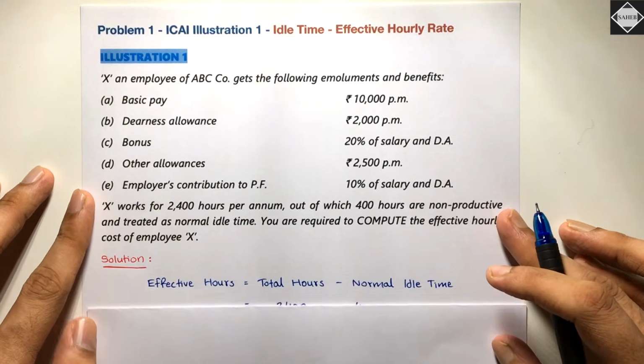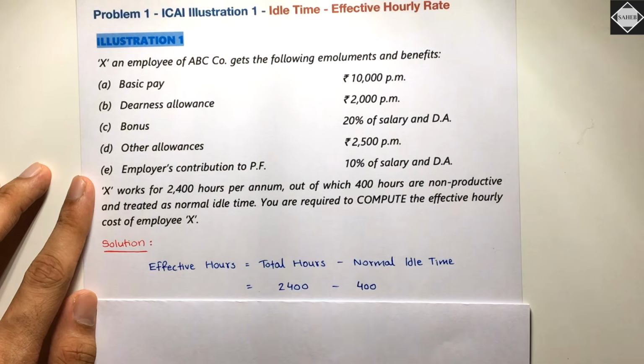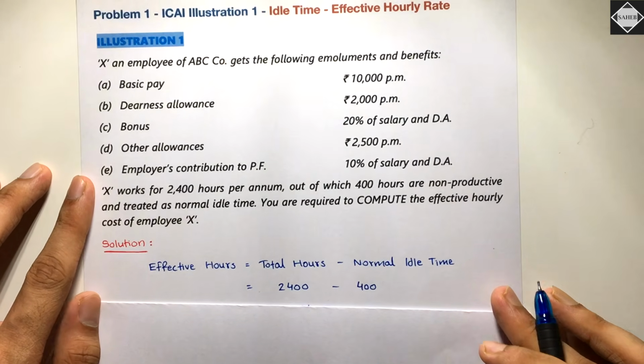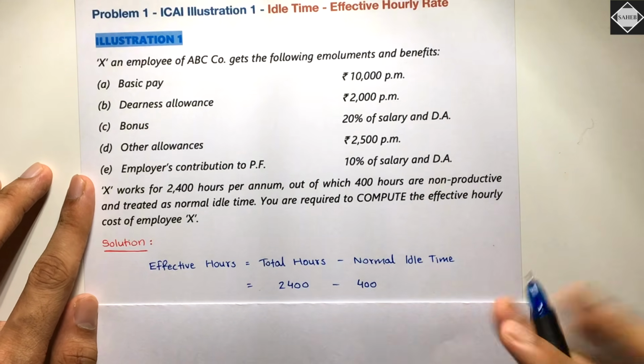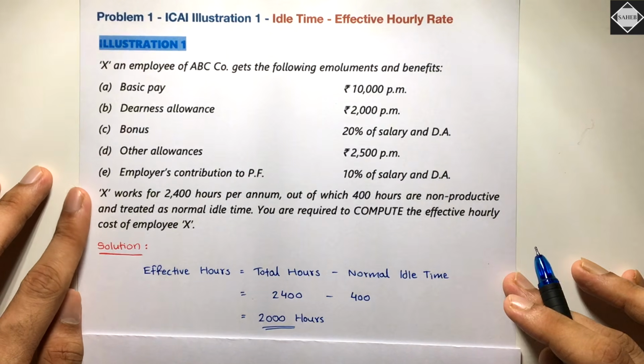First, calculate effective hours. You all know effective hours are productive hours: total hours minus normal idle time. Just normal idle time we subtract. 2,400 minus 400, that's equal to 2,000 hours. Is it clear? Simple and straightforward.